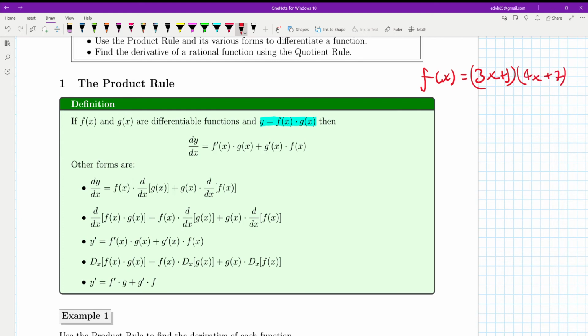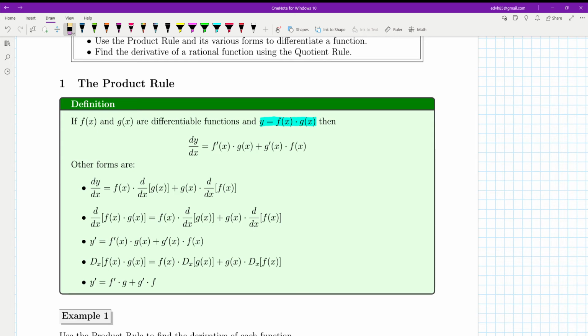Well, we have the product of the functions, and a very common misconception is to find f prime and just multiply the derivative of the first function times the derivative of the second function, which is actually not the correct way to differentiate. So the derivative of a product of functions is not the product of the individual derivatives. So it's going to be a little bit more than just that.